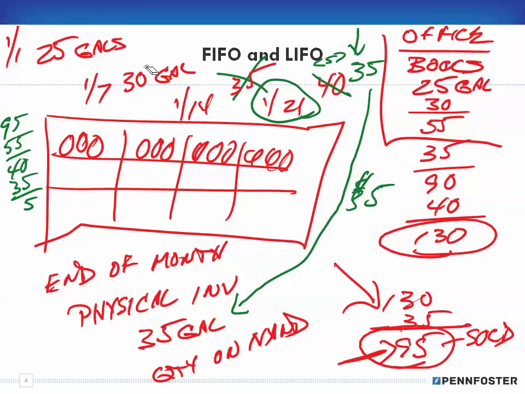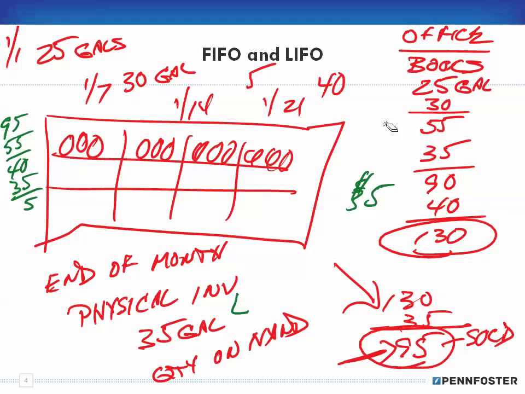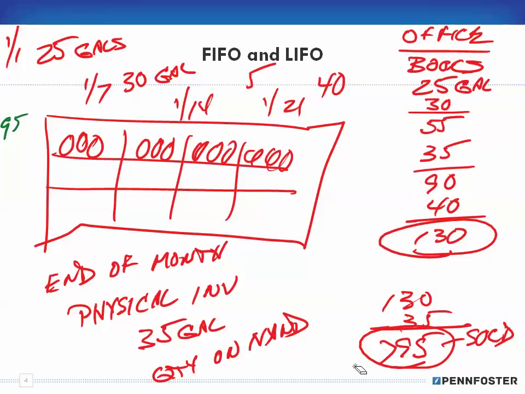LIFO instead, let me get rid of these. Hopefully I did this good. Yep, I did it good. I'm still going to start out with the calculation that says, okay, my physical inventory said I have 35 on hand. I still have to do this calculation to say I have to get rid of 95.